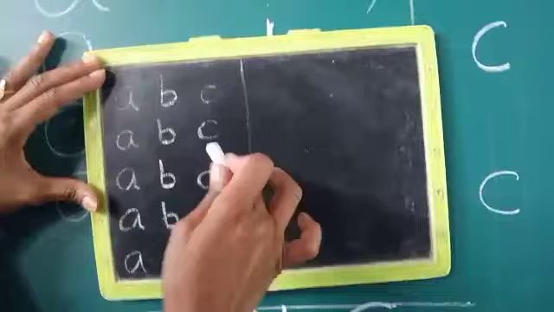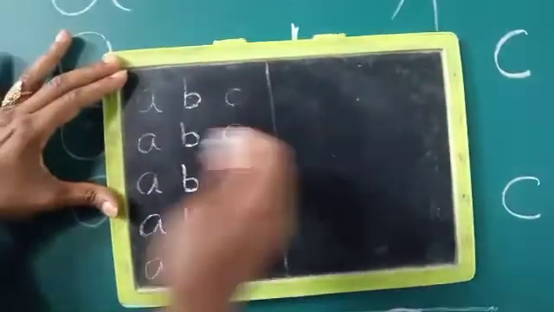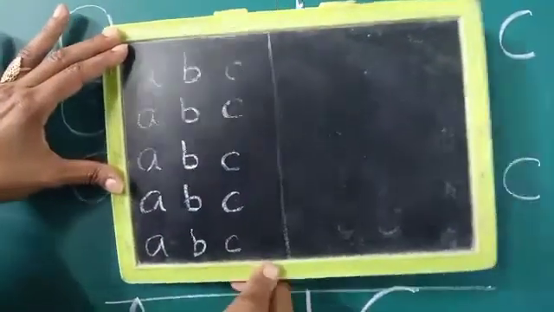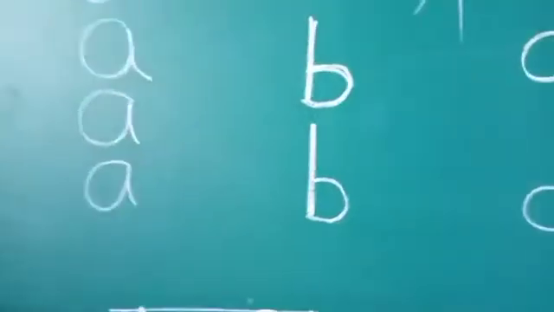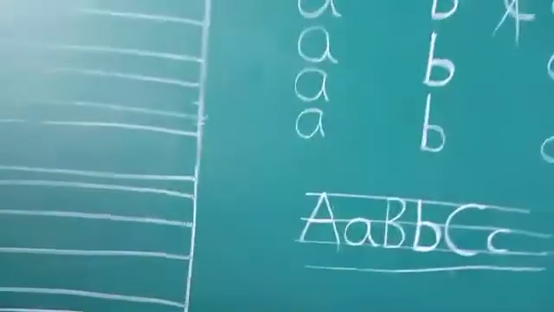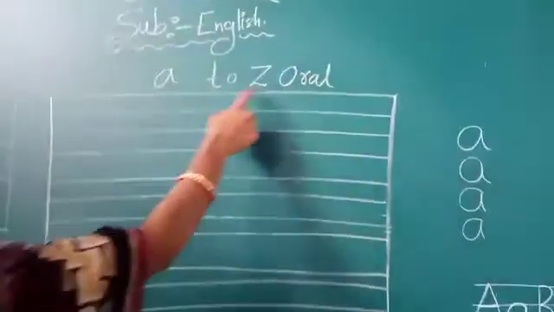Slate up. Here complete, no? This side also you have to write. I wrote one side only, but you have to write 2 sides. Okay. What next? Small a to z oral. Okay. Here see how I am writing small letters.